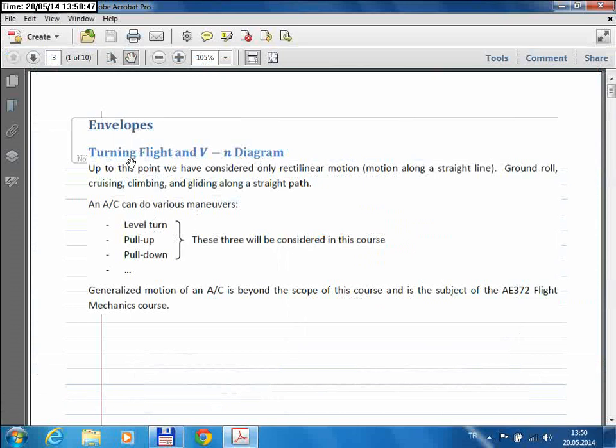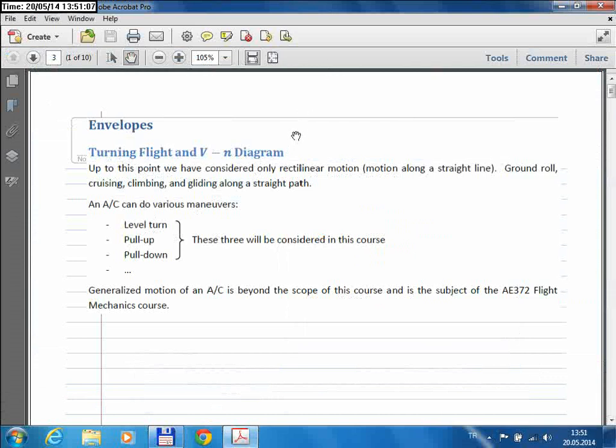Okay, so we were talking about the turning performance and the VN diagram, which is related to that. If you remember, before that we started with a steady level flight condition, and in the steady level flight condition we have two force equalities. Lift should be equal to the weight, and the thrust force should be equal to the drag.